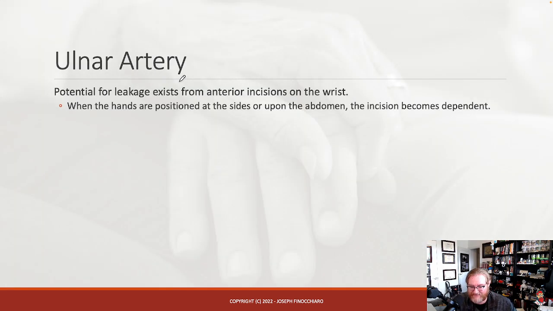Potential for leakage exists from anterior incisions on the wrist, hence why I don't like doing them anywhere near the shirt sleeves. Because when you're done, you're going to put sealer on there, you're likely going to wrap it in plastic, and then you're going to put tape over the plastic. So if that's extending out into the visible areas, I mean, if you have to, you have to, but you really want to hide your work.